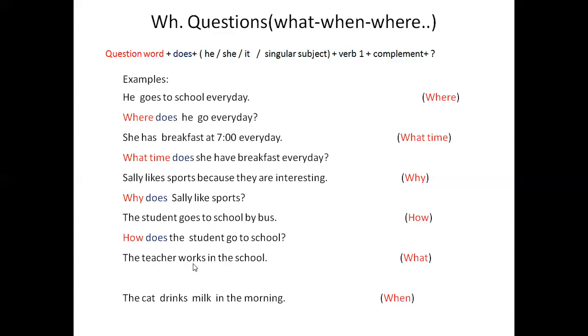Next, the teacher works in the school. The question will be, yes, what does the teacher do in the school? Why do we use "do" here? Because we are asking about the verb. We are asking about work. So we can't put work. So we replace it, or change it, with the verb do. If you want to ask about any verb, you replace it with the verb do. Always the same. The teacher works in the school. What does the teacher do in the school?